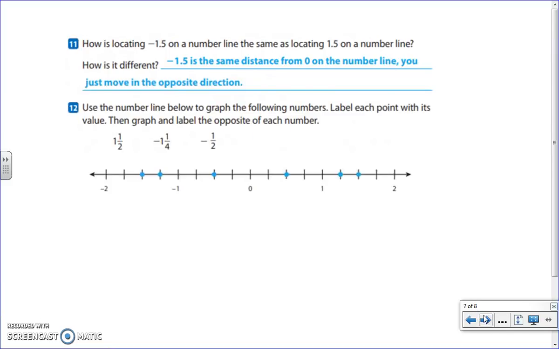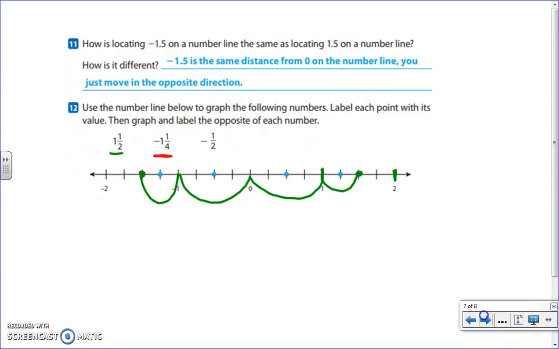It says, how is locating -1.5 on a number line the same as locating 1.5 on a number line? How is it different? Well, -1.5 is the same distance from 0 on a number line as 1.5, but you're moving the other direction. So it says, use the number line below to graph the following numbers. Label each point with its value, and then graph and label the opposite of each number. So I know that 1 and 1/2 would be, if this is 1 here, that would be 1. And if this is 2, that would be a half right there, 1 and 1/2. Okay, its opposite will be the same distance in the other direction, -1, and if this is -2, another -1/2. Those are opposites, okay? +1 1/2 and -1 1/2.